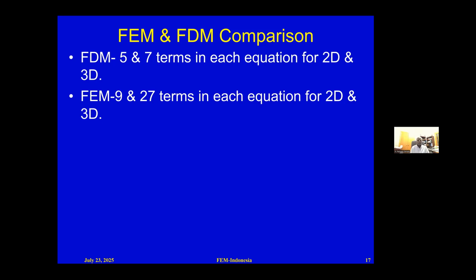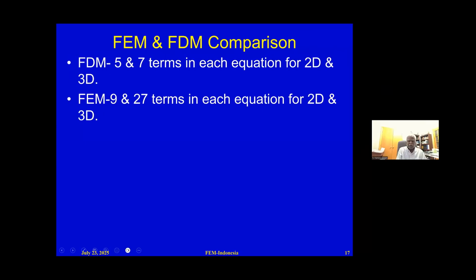In the finite difference method, for each equation you can express them with 5 terms for 2D and 7 terms for 3D. Whereas in the finite element method, you have to use 9 terms for each variable in each equation, and 27 terms in 3D. This is where the memory requirement increases, and not only memory, the computer time also increases. But for the same given space, I would say that finite element is far more accurate. I will show some examples also with convection problems, and then you will have a much better understanding.